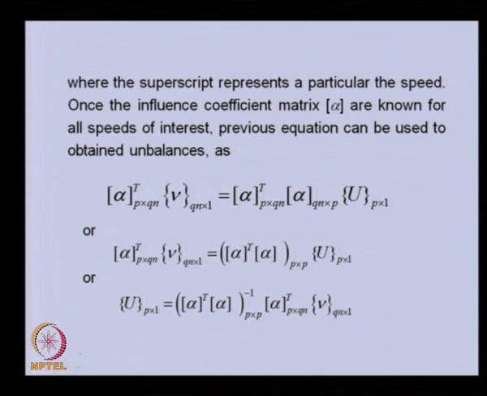First, to that particular equation we are multiplying the transpose of the alpha matrix on both sides. Now you can see earlier the size of this matrix was Q n into P. So the transpose will be P into Q n. So this will be a size of P into P.